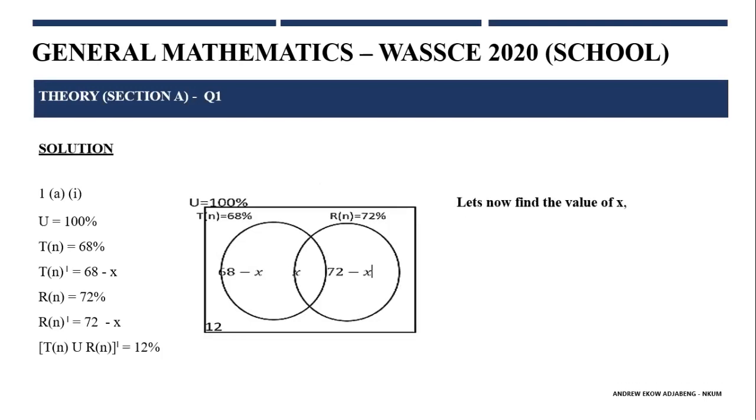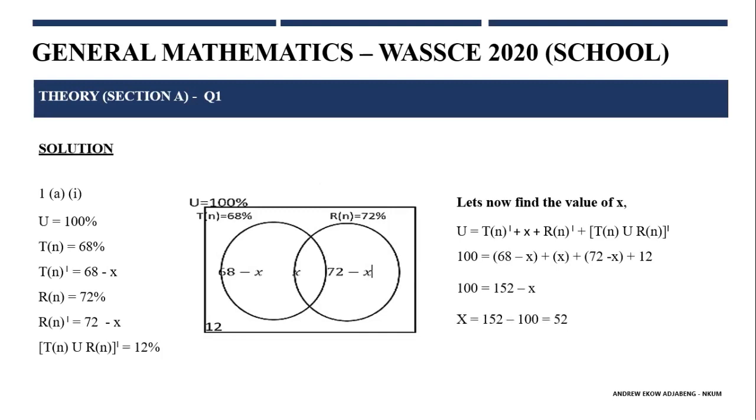Now let's find the value of X. To find the value of X, we have the universal set, then we sum up all the data plus X. Then we substitute the values, and we have 100 equals 68 minus X plus 72 minus X plus 12. This will give us 100 equals 152 minus X. We make X the subject, and X equals 52.